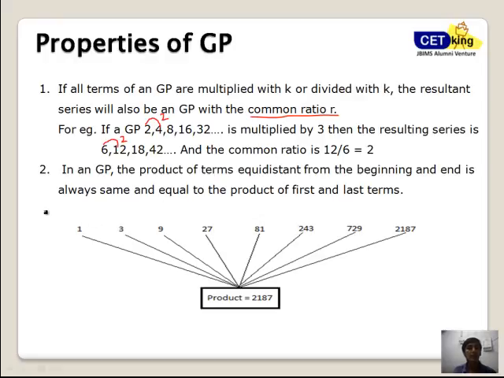Again, the second property says that in a GP, the product of terms equidistant from the beginning and end is always the same and equal to the product of the first and last term. We have seen that this is the property of the corresponding terms, where the product of the first and last term is equal to the product of the second and the second last term, and so on.